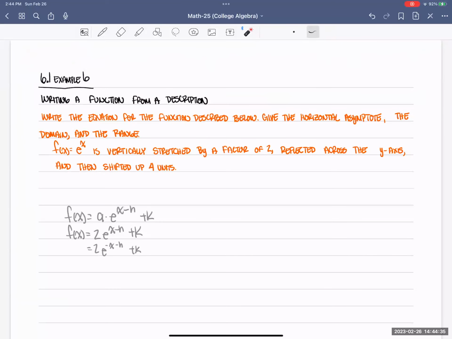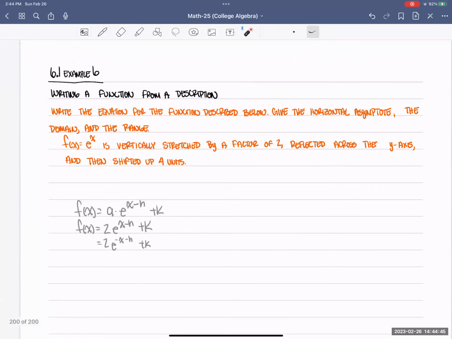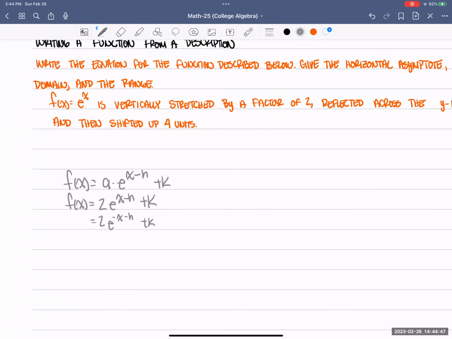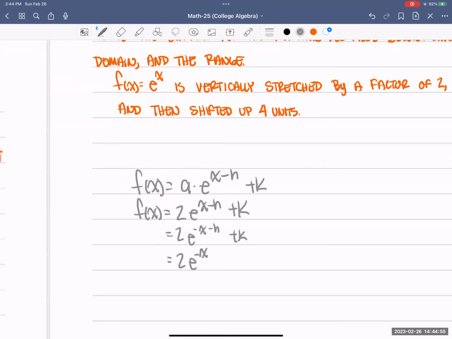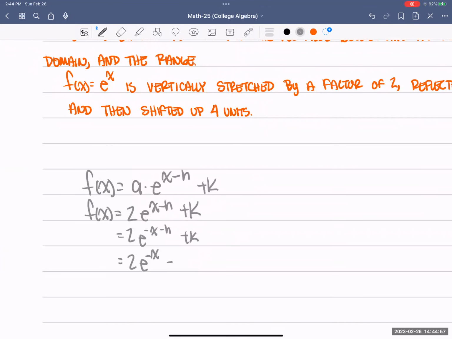So stretch vertically by a factor of 2, check. Reflect across the y-axis, check. Then shift it up 4 units. They didn't mention anything about a horizontal shift, so let's take care of that part. So 2e raised to the negative x, h, not there. And then shifted up 4 units. Up is going to be plus, and then 4 units here.